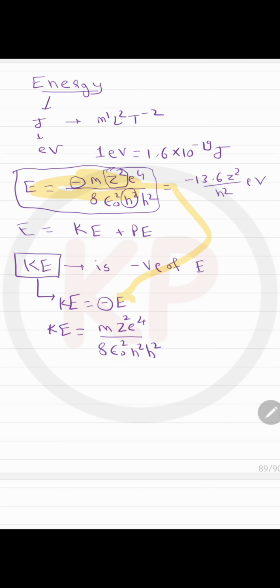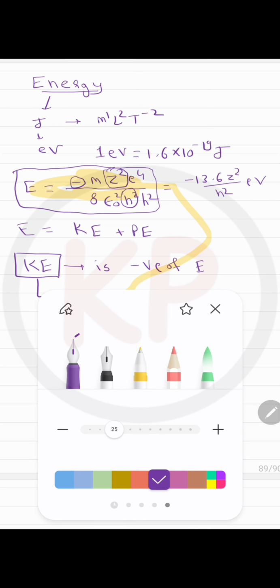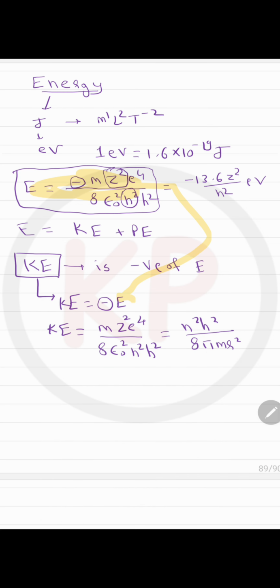Other than this, the equation of kinetic energy is also n² h² / (8π m r²) in terms of radius. So for both kinetic energy and total energy, we can say energy is inversely proportional to n². Here kinetic energy is also inversely proportional to n².